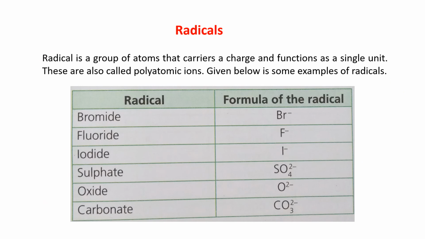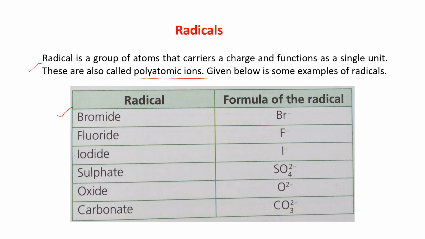Now a very important thing, radicals. A radical is a group of atoms that carries a charge and functions as a single unit. It is carrying a charge, but it is functioning as a single unit. That means we have to consider it as a single unit. I'm just giving you the example, it will be clear to you. These are also called polyatomic ions.